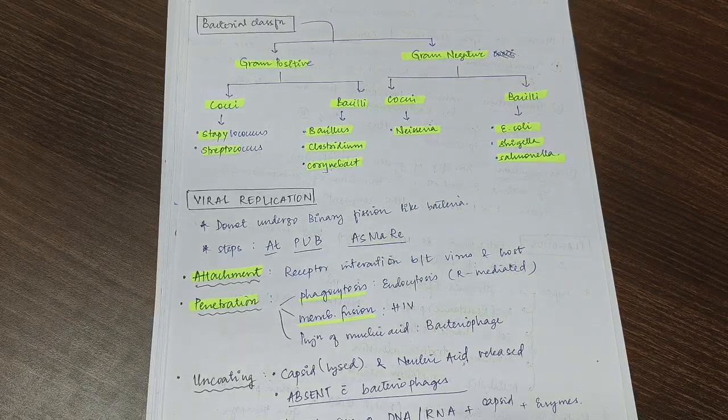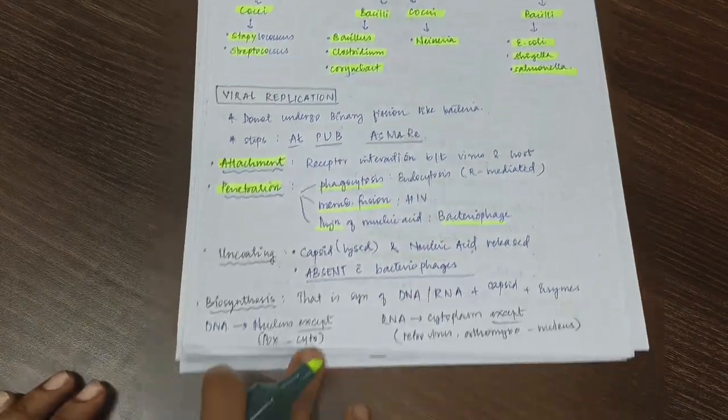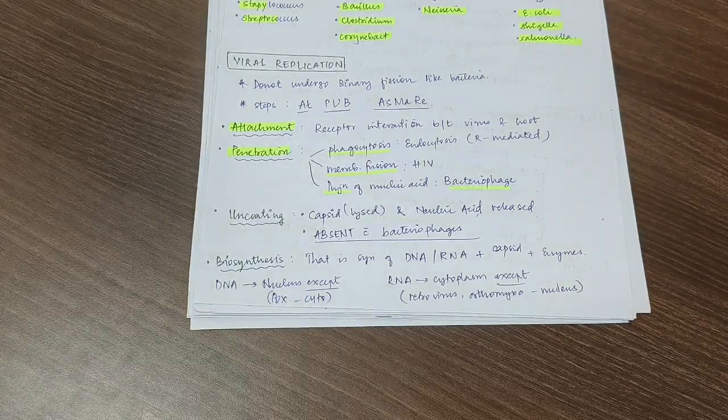Then injection of the nucleic acid. Injection of the nucleic acid is done by whom? There should be someone, right? That is done by bacteriophage. Then coming to the next process, AT is done, P is done.